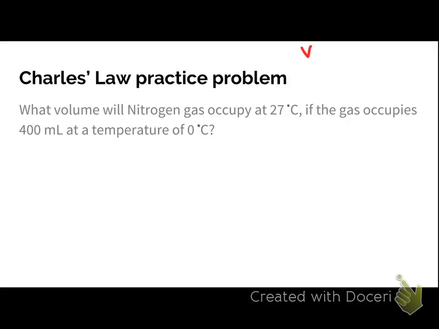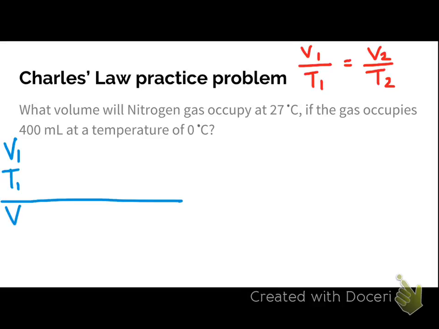So I'm going to write it up here if you didn't get it before. V1 over T1 equals V2 over T2. Okay, so what volume will nitrogen gas occupy at 27 degrees C if the gas occupies 400 mLs at a temperature of 0 C? So we're looking at volume 1, temperature 1, volume 2, temperature 2.